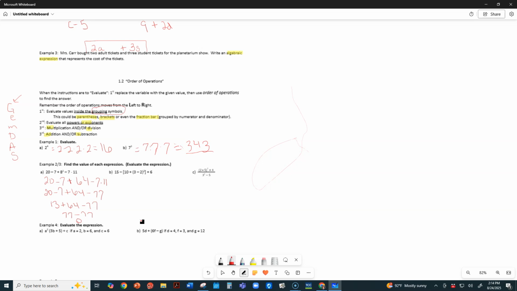Okay, on this one, I'm going to have to do inside the grouping symbol first. So 3 minus 2 is 1.